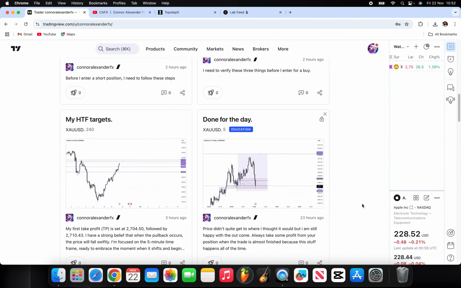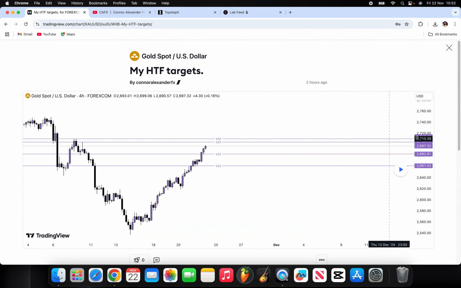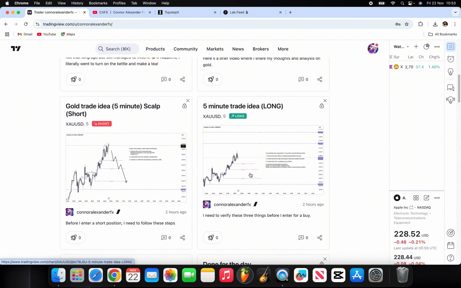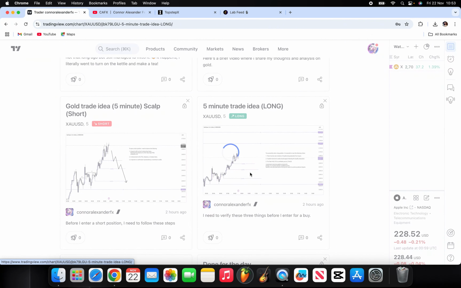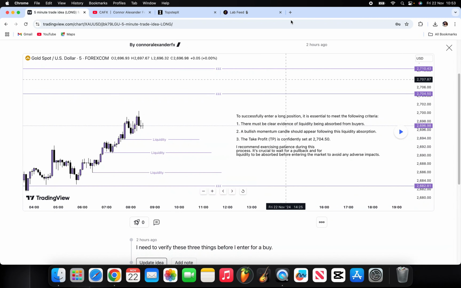So I wake up and this is my first post, my higher time frame targets. Obviously, I'm looking and I'm saying, where do I think price is likely to go and at least wick into or take some sort of liquidity from? It's going to be there on the left, right? So that's my higher time frame target. Now my first post after that was to go long. I had a bearish setup too, but it worked out going long exactly how I said.